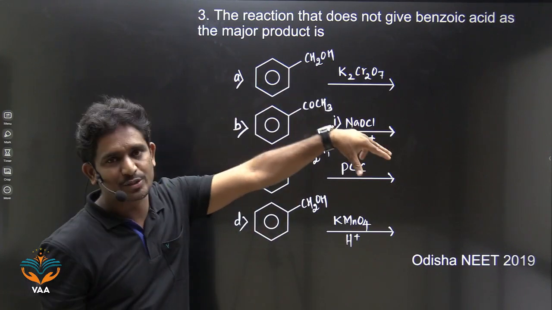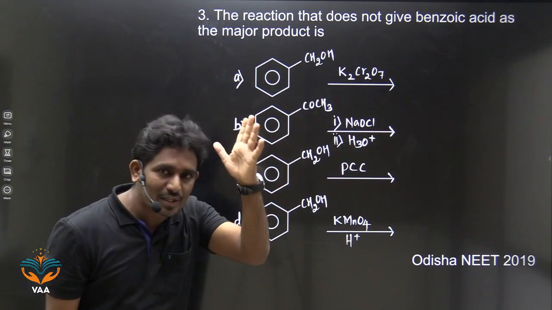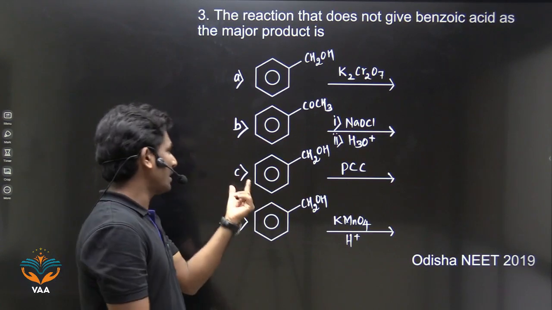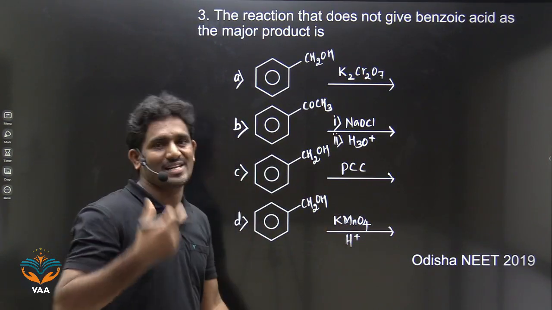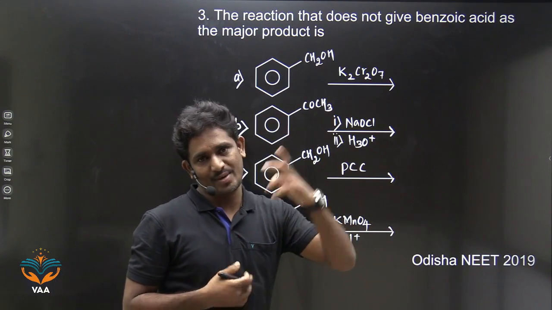That does not give benzoic acid. So C will not give benzoic acid. So the answer is C. The other one is also a strong oxidizing agent that gives benzoic acid again.